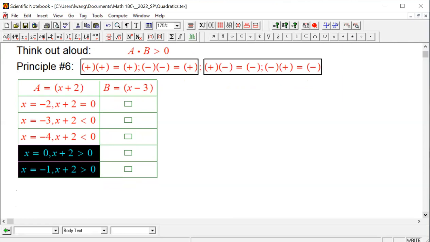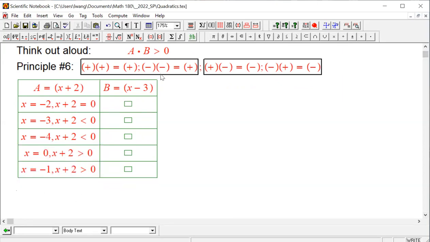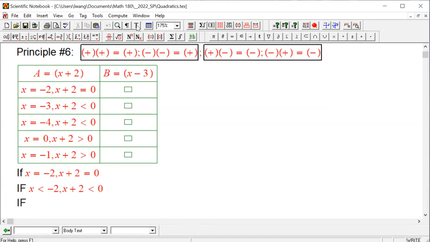So we must write it down here. If x is equal to -2, x plus 2 is 0. If x is less than -2, x plus 2 is negative. If x is larger than -2, x plus 2 is going to be larger than 0. So we realize that pattern is correct.